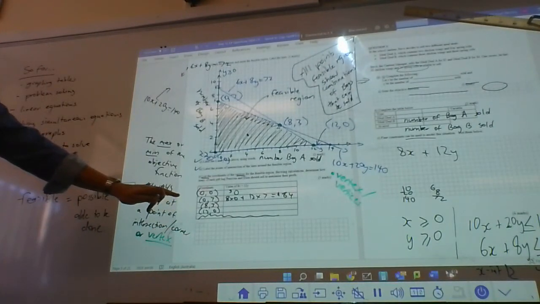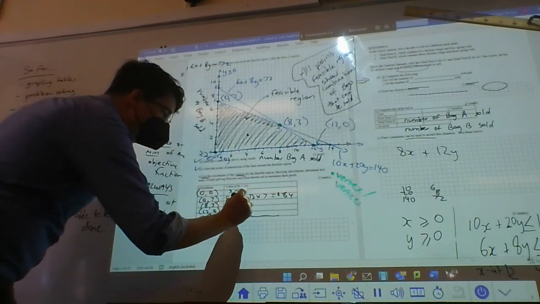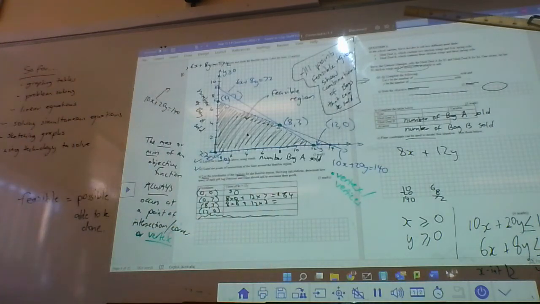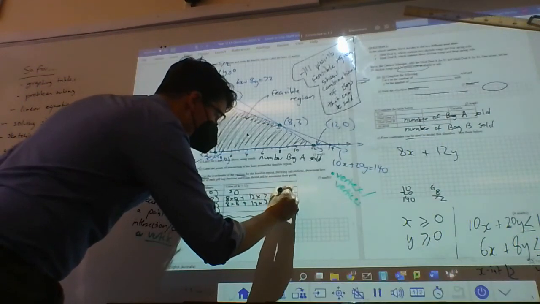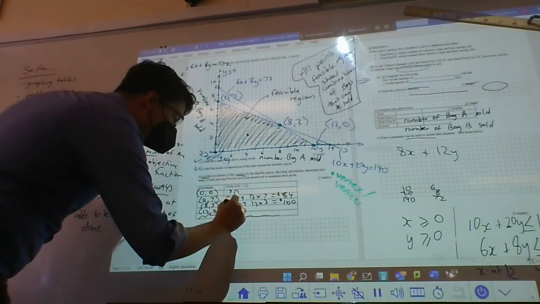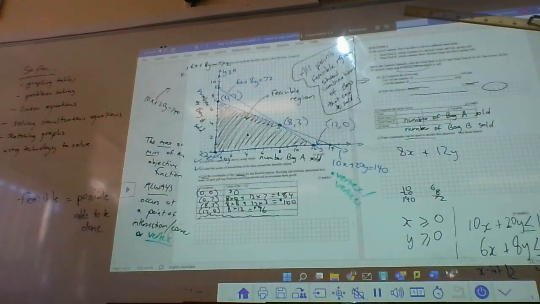What about 8 and 3? 8 times 8 plus 12 times 3. 8 times 8 is 64. 12 times 3, 36. We've got 100. Hundo, as Hamish and Andy would say. And what about 12 and 0? 8 times 12. Is it $96? Yeah. All right, we've worked out the values at the vertices.